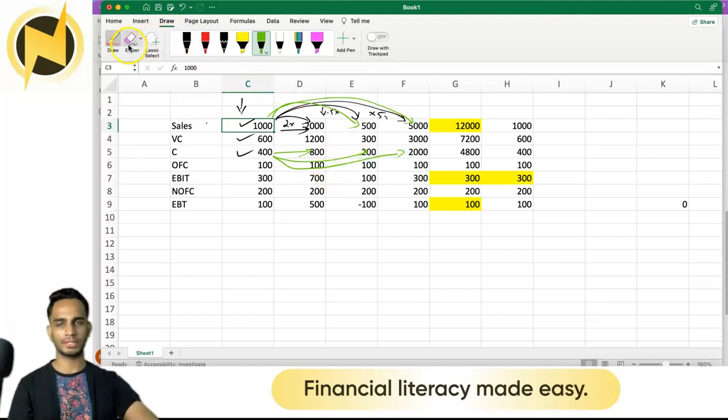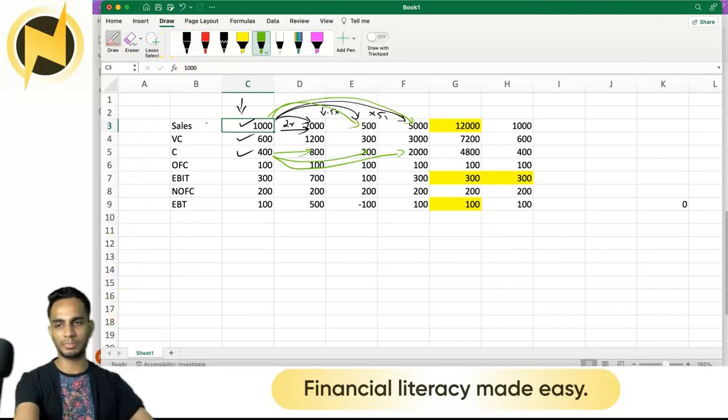Clear? Simple stuff, right? That's why I said contribution and sales move in the same direction. Contribution moves 1 time, that means sales has also moved 1 time. Sales becomes 3 times, that means contribution will become 3 times. Because contribution, variable cost and sales all move in the same direction.